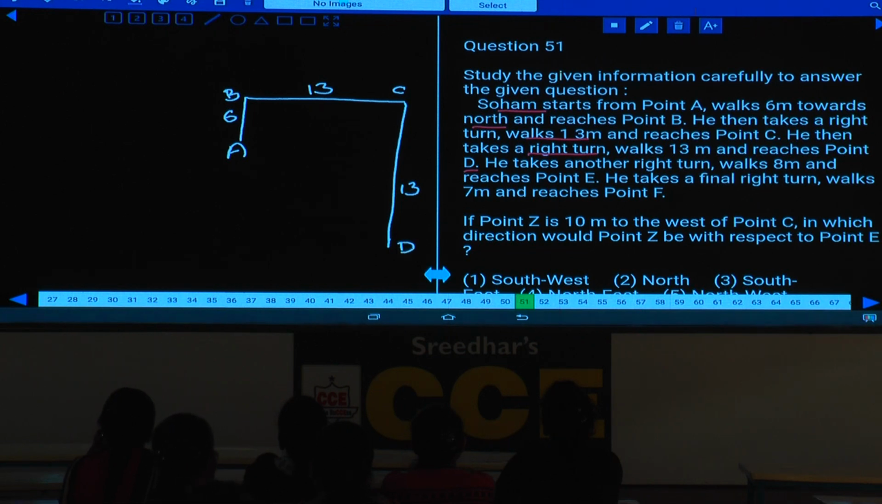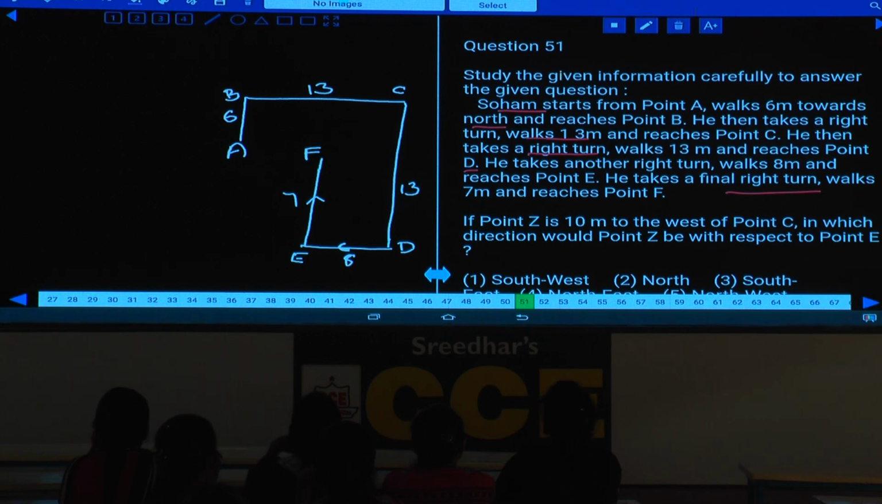Now from this point D he takes another right turn, walks 8 meters. From here he traveled how many meters? 8 meters towards his right hand side and reaches point E. Then from point E he takes a final right turn and walks 7 meters. And what is the point here? This will be point F.